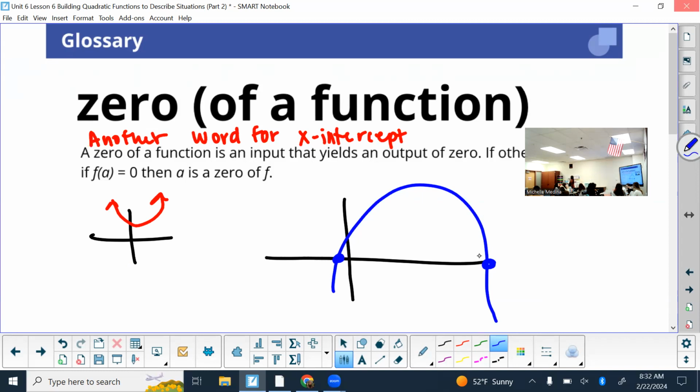And that usually tells you some information about the situation, like the time that it hit the ground. Because if this is all supposed to be the height of the ball, and this is how it traveled, our height stops at 0. And these are my zeros. So those values will tell me what time it did that. Make sense? Don't overthink it.